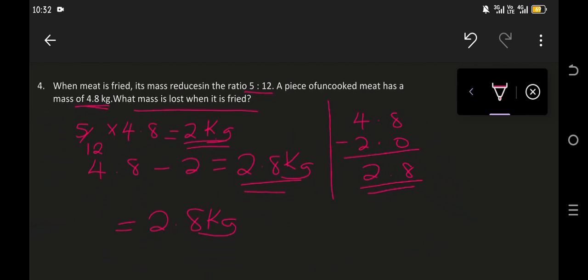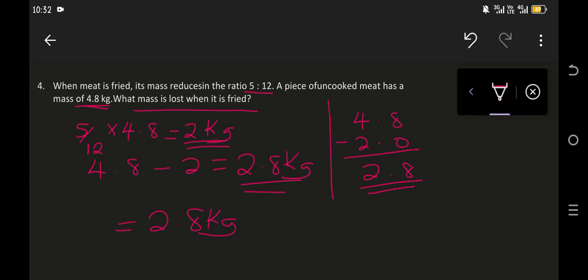You can pause and look at that. This is what we have done. Remember here we were being asked the total mass lost when it was fried. We were not being asked what the mass was after it was fried. I hope we understand that.